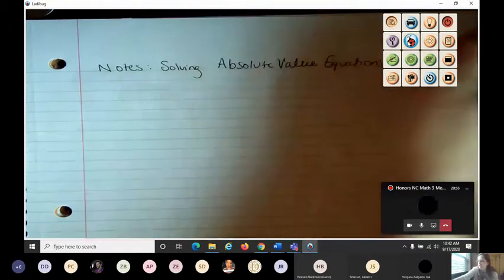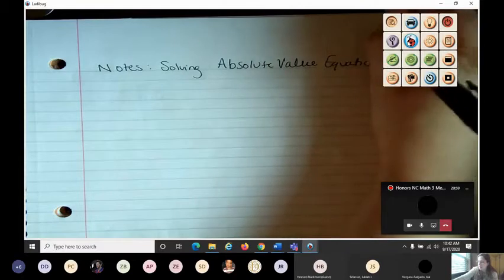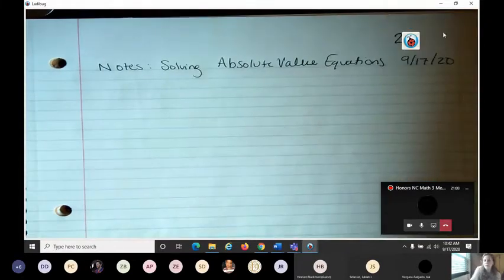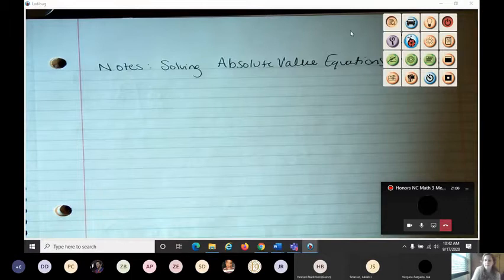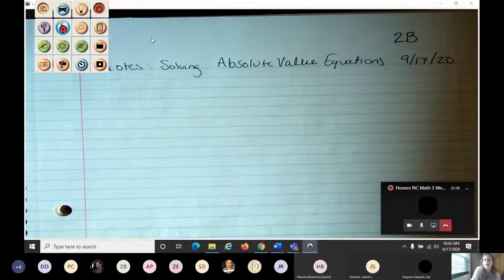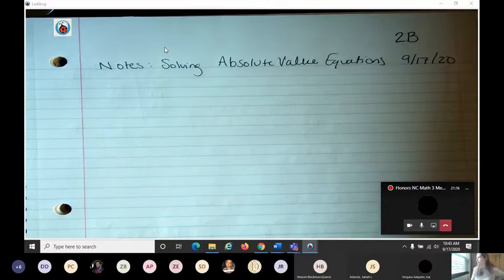Okay, so we have talked in depth about absolute value equations. We've talked about their transformations. We've talked about them as a function family. You guys have learned how to solve other types of equations. You've solved linear equations, you've solved quadratic equations. And so now we're going to work on solving absolute value equations.